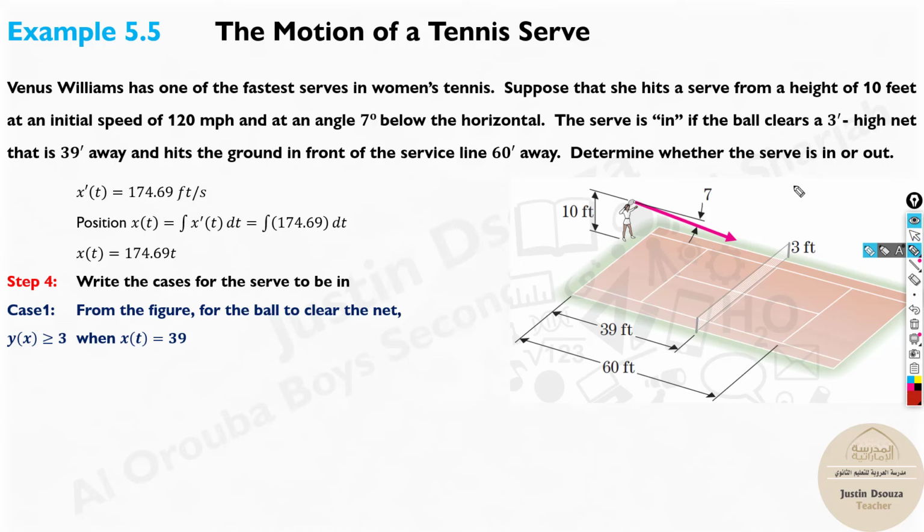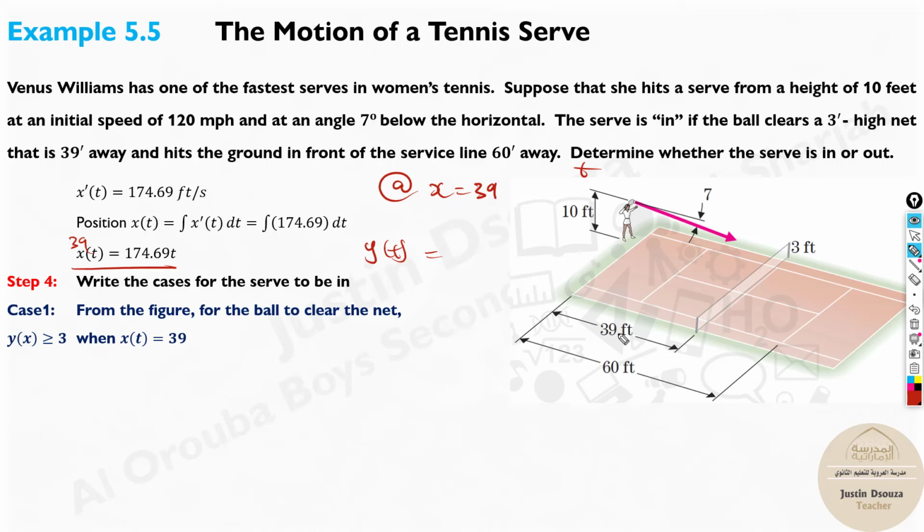So the conditions I'll write. First, we can take x equal to 39 and find the t value. Once you find that, substitute this t value in the vertical height equation, y of t, and then check whether it is more than 3 or less than 3.